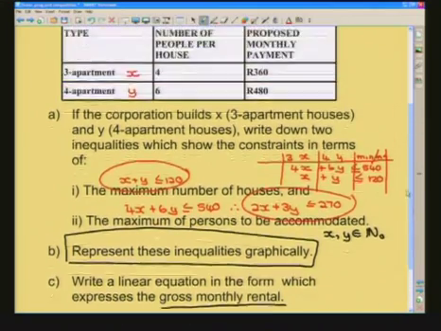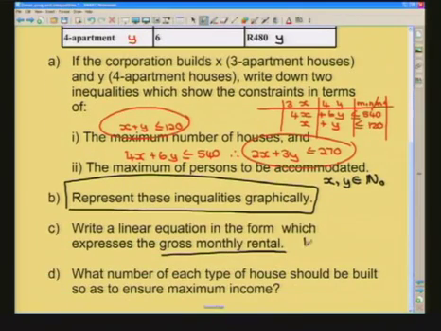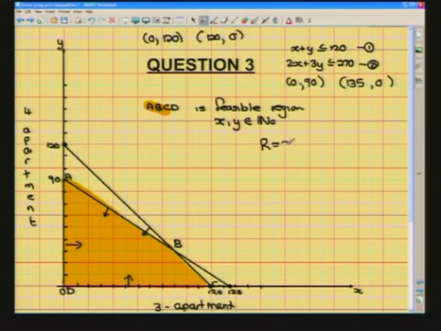Well, they did tell me something about that. Over here, they said the 3 apartment is at $360 a month, and the 4 apartment is at $480 a month. So we can say the rental is 360x plus 480y. And that would be this question answered. No problem with that. Now it says, what number of each type of house should be built to ensure a maximum income? All right, so now we need to go to our graph. So we have rental is 360x plus 480y.